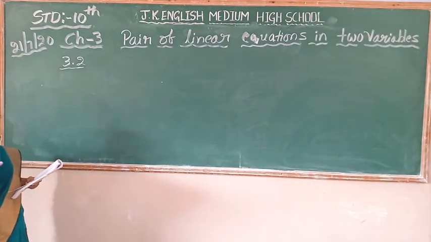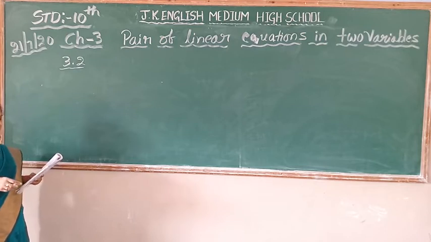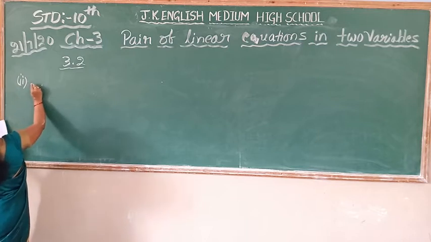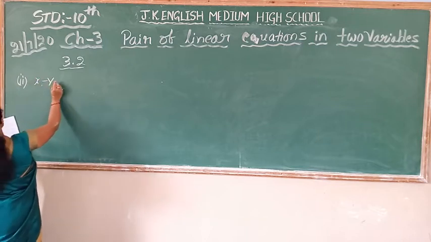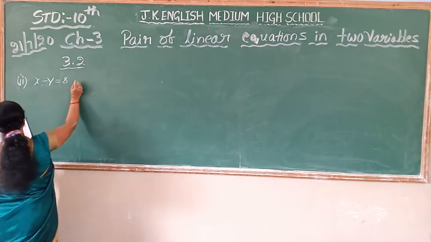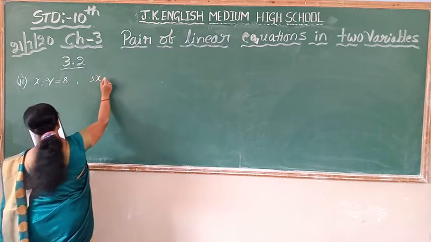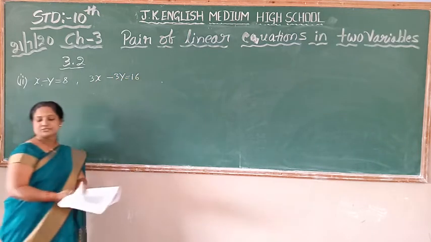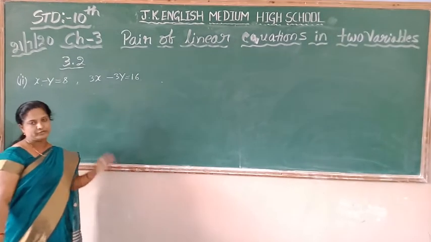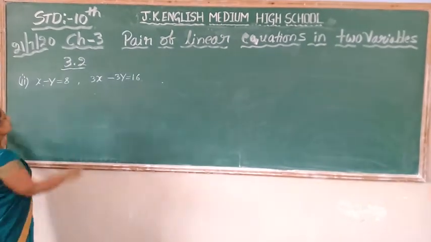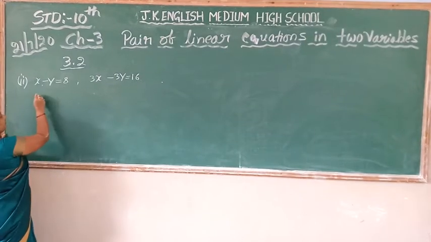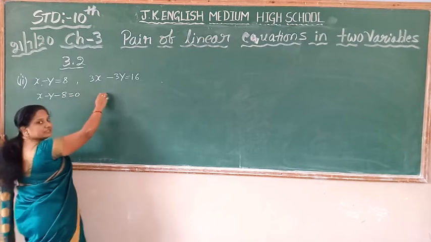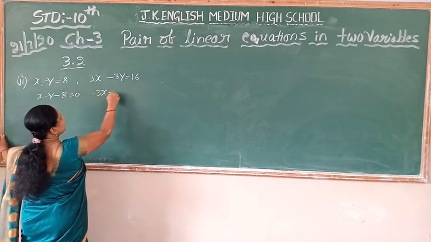Okay, children. Now I am going to solve the second question in this exercise 4.3. The second question is x minus y is equal to 8 and 3x minus 3y is equal to 16. They gave a pair of linear equations in two variables. Now I will write it in general form: x minus y minus 8 is equal to 0, and this also I am going to write in the same manner.